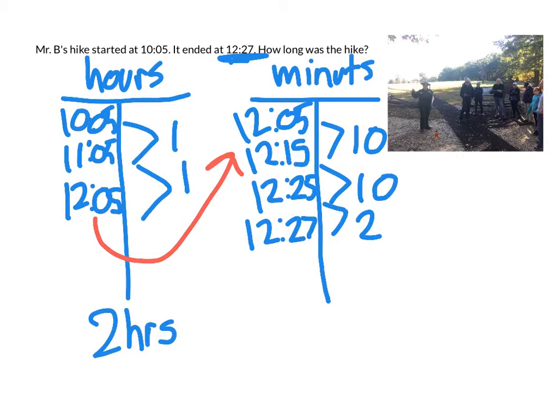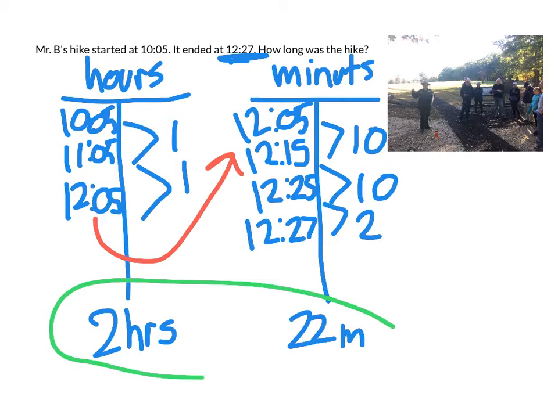Now I need to add up my time. So I have 10 minutes plus 10 minutes gives me 20 minutes, plus another 2 minutes gives me 22 minutes. So my total elapsed time is 2 hours and 22 minutes.